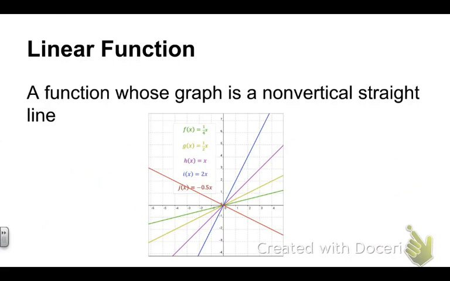And then a linear function, pay attention to the first 4 letters in that word, L-I-N-E. It's a line. A function whose graph is a non-vertical straight line. So everything in that picture that you see, those are all different types of linear functions. They're all straight lines.